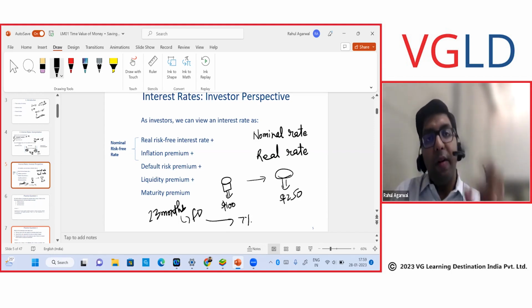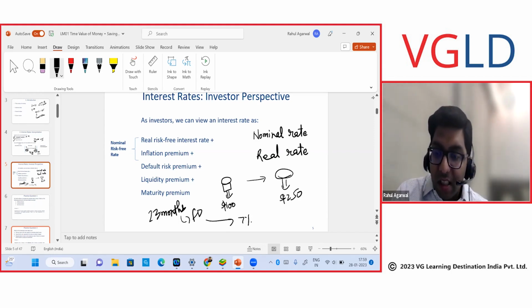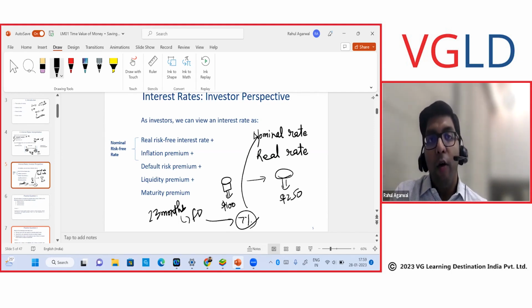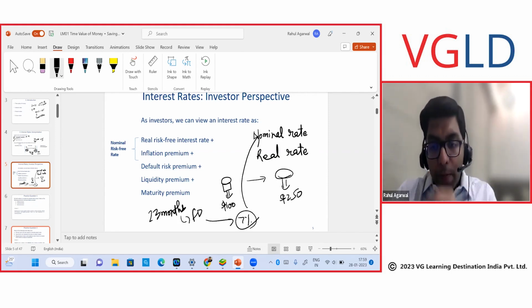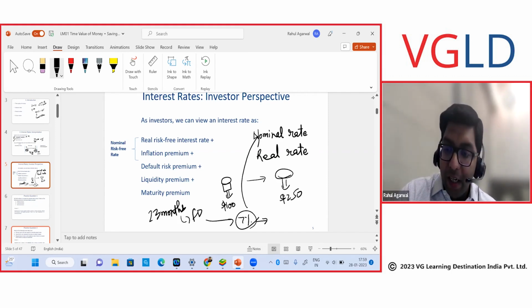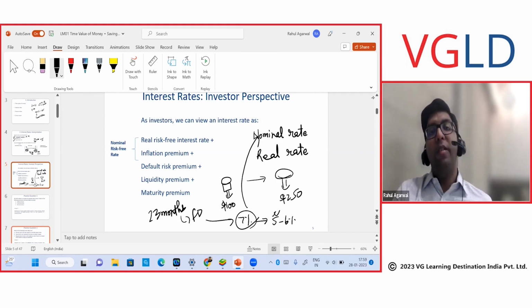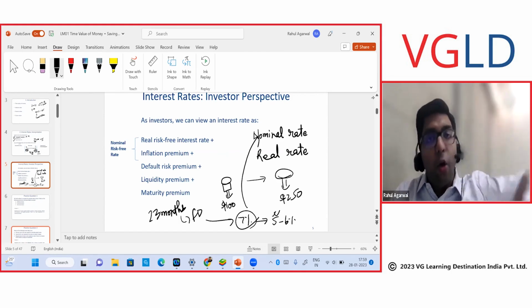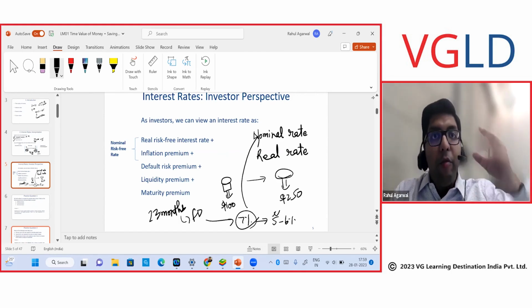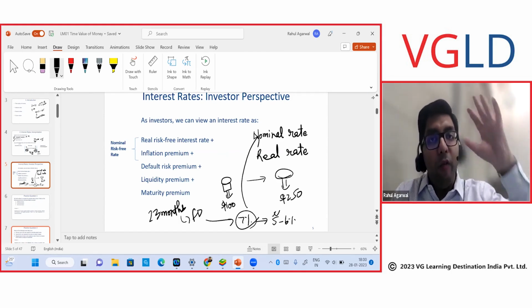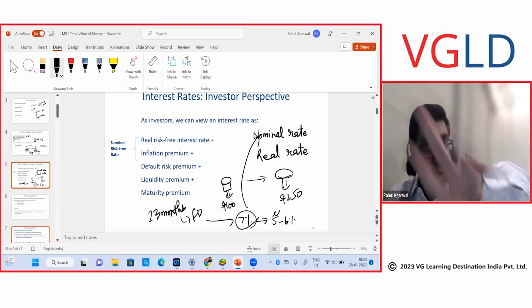Okay, 7% is the interest rate. What is this 7%? This is the nominal rate. Why? My total return is 7%. But inflation in India is in the range of 5 to 6%. Let's assume it to be 5%. That means every year when my money is growing, 5% of that is nothing but covering for inflation, because the costs are also growing.